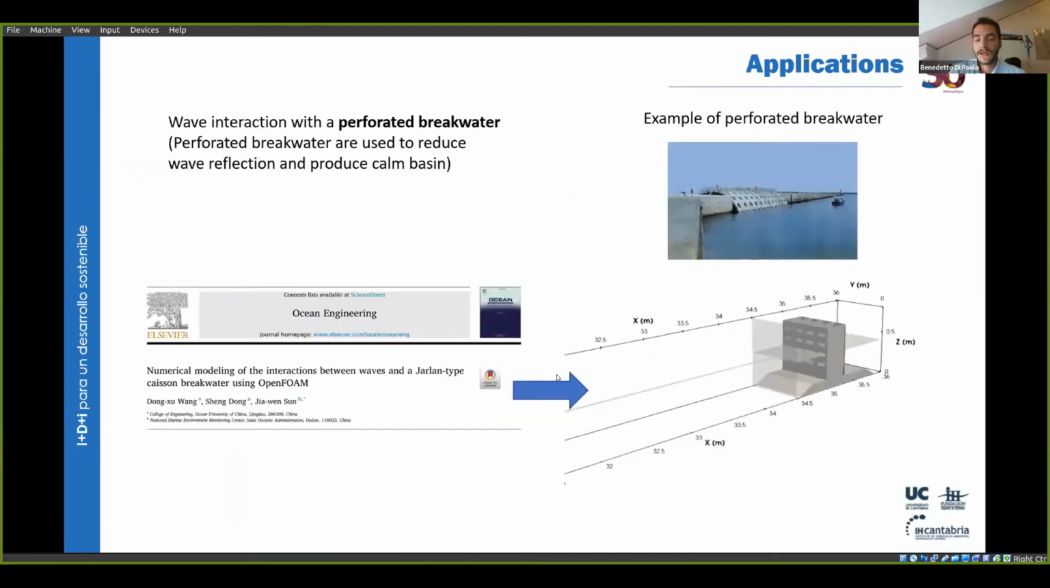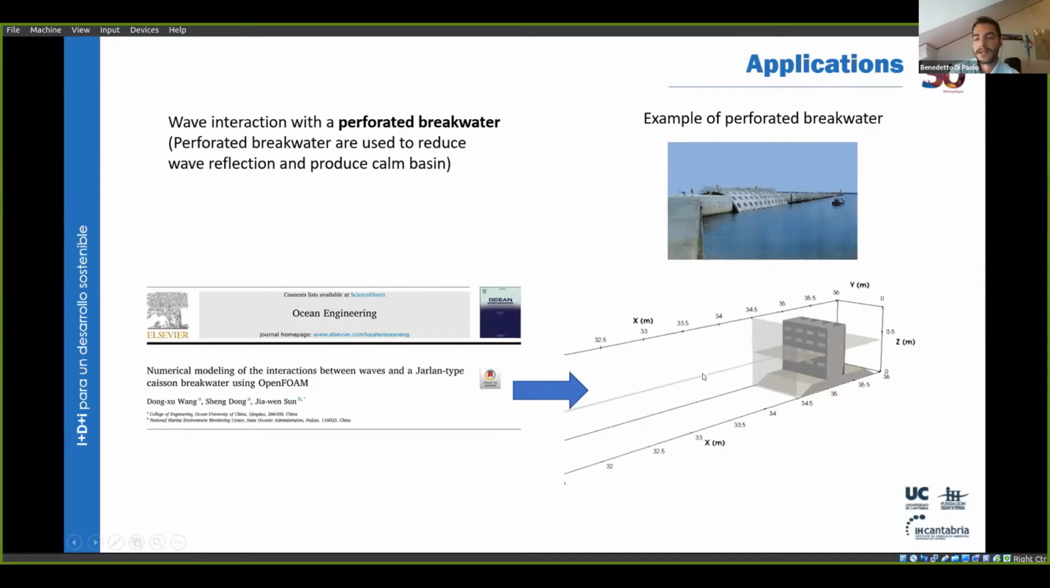So increasing the complexity, we studied wave interaction with, in this case, a non-reflective breakwater. These kind of structures are used to reduce reflection in the navigation area and to produce calm water. So basically, here we reproduced our work published in Ocean Engineering.